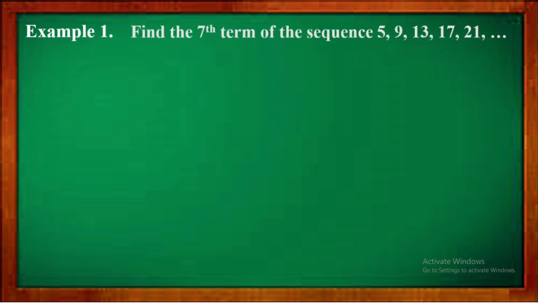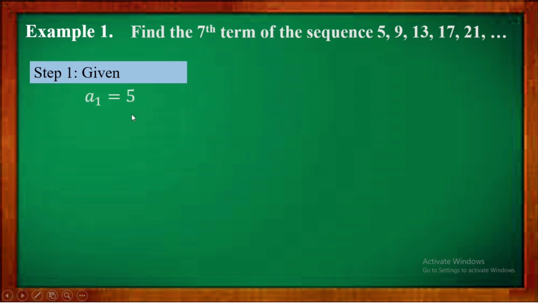Okay, now let us have an example of getting the nth term of an arithmetic sequence. For example number 1, we are going to find the seventh term of the sequence 5, 9, 13, 17, 21. So the first step that we are going to perform is to find the given values. And from this sequence, we can see that the first term or a sub 1 is 5. And our common difference or d is 4.